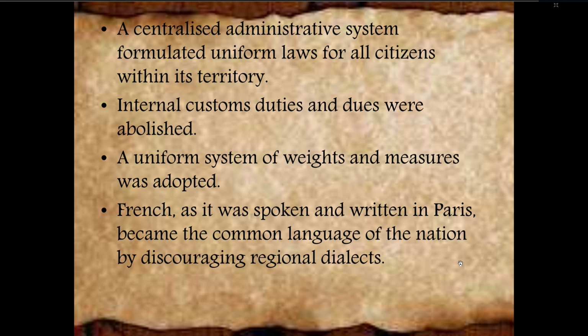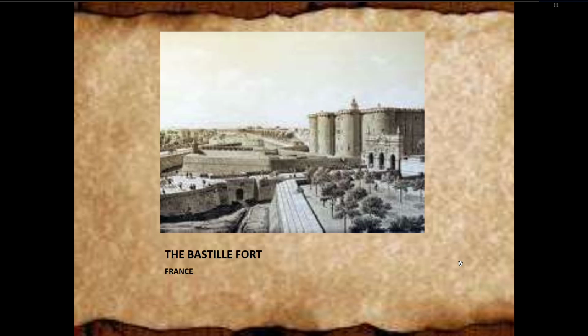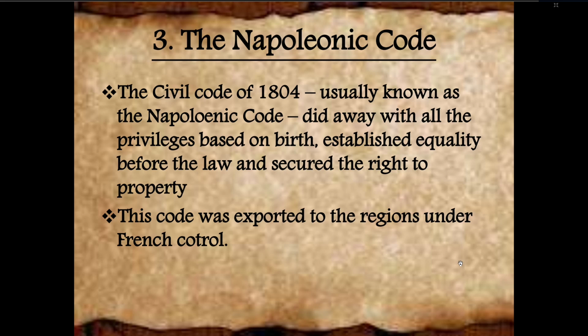French, as it was spoken and written in Paris, became the common language of the nation by discouraging regional dialects. Now, French was adopted as the common language of the nation. There will be no regional language now. Only French will be their common language. This is about the French Revolution and what measures and practices they have taken. So, students, I hope you have all understood this topic.